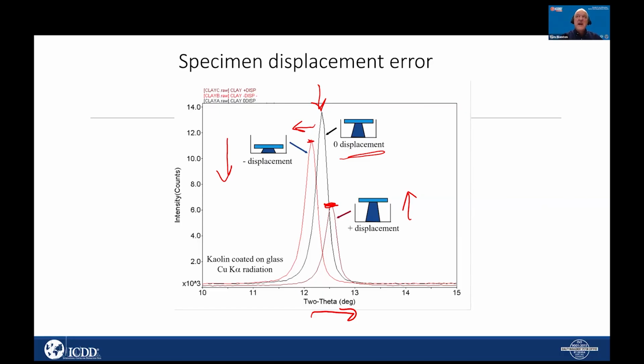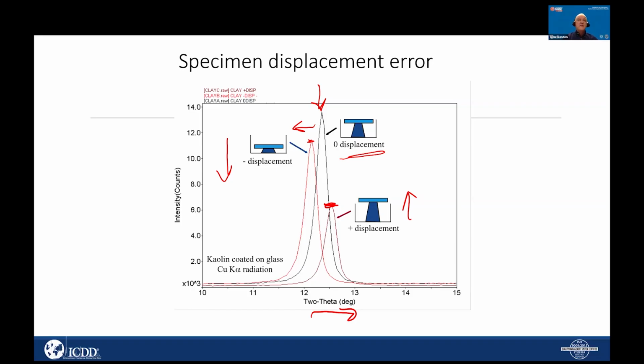How much of a displacement are we talking about here? This was a displacement of approximately 300 microns. It's not a lot of displacement, 0.3 millimeters, and you'll see it has a dramatic effect on the peak position.